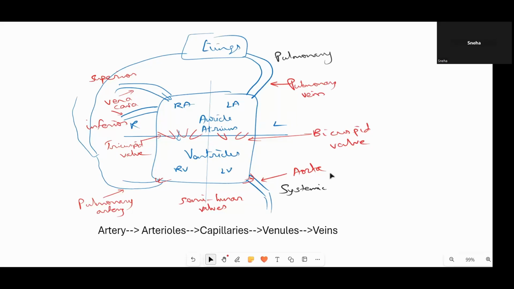Shall I ask you? Just let's see how much you know. Okay. What's a valve at the beginning of the aorta? Beginning of the aorta, starting of the aorta. Semilunar. What semilunar? Aortic semilunar valves. What's the beginning of the pulmonary artery?